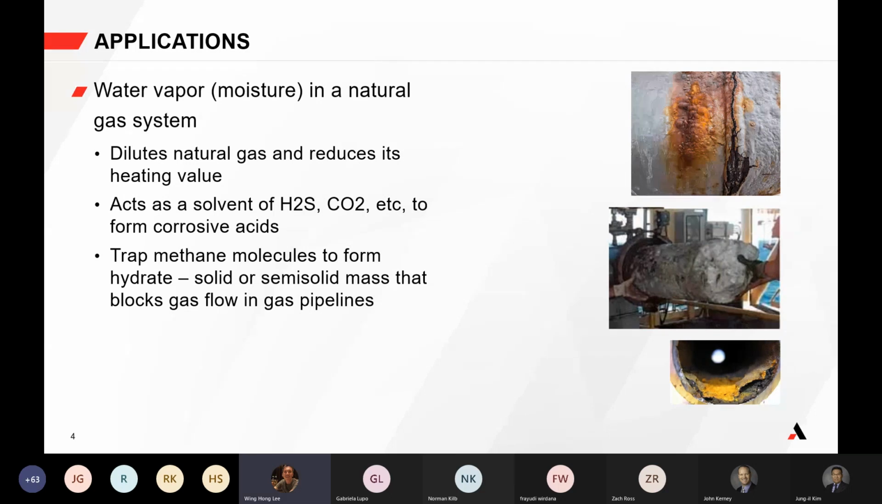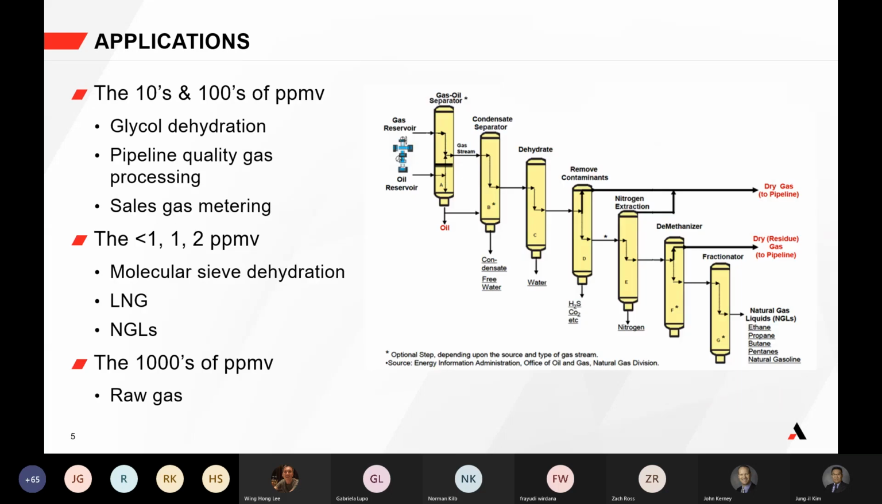Natural gas hydrate is formed when methane molecules, the primary component of the natural gas, are trapped in microscopic cages of water molecules under certain pressure and temperature conditions. Natural gas hydrate can form within gas pipeline as a solid or semi-solid mass that can slow or completely block gas flow.